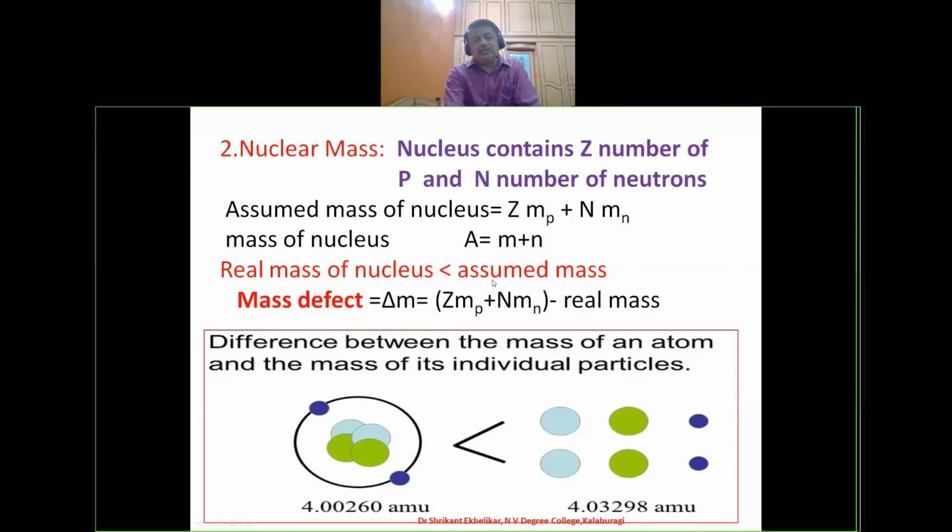The real mass is less than the assumed mass. The difference between real mass and assumed mass is mass defect. It is given by delta m. So it is given by a simple expression: ZMP plus NMN is the assumed mass, minus the real mass, which is less. So this difference is mass defect.